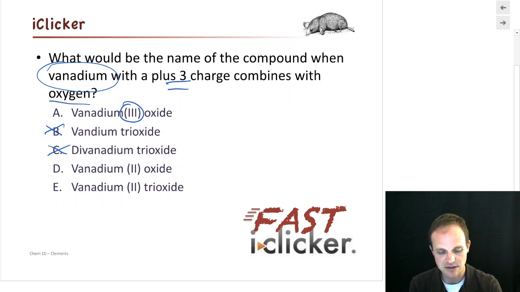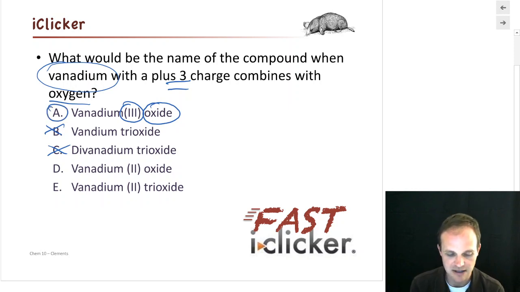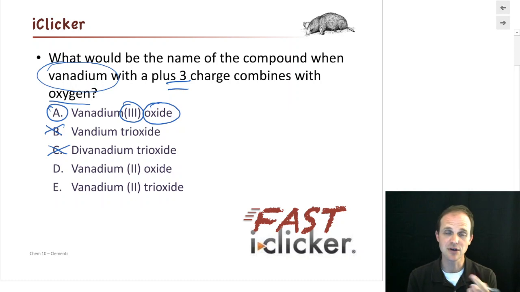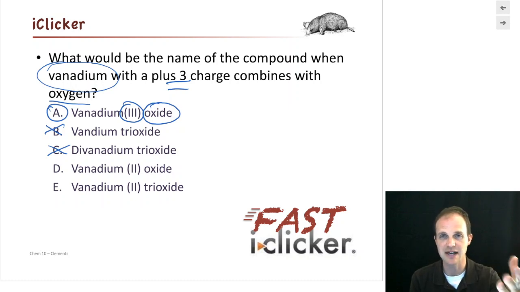But it combines with oxygen. Oxygen is going to be the anion. We call it oxide. And my answer is A here, vanadium 3 oxide. Now you'll notice, what didn't I have to do? I didn't have to find the formula of vanadium 3 oxide in order to be able to write its formula. I just needed to know it was vanadium 3 plus and oxygen.